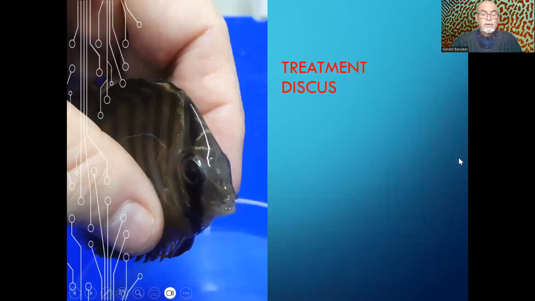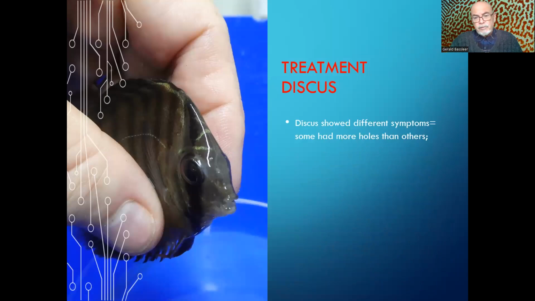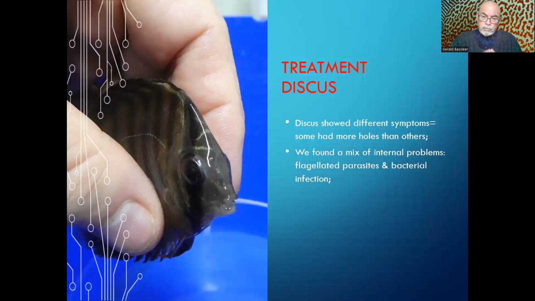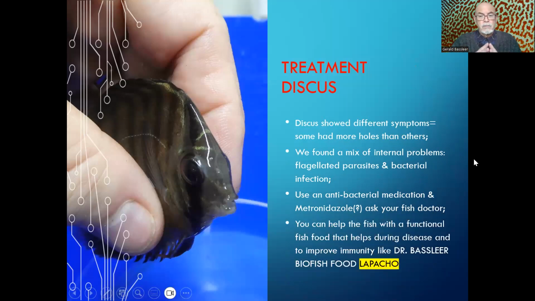So our treatment, well, we have to define that the discus show different symptoms, and some had more holes than others. And we found a mix of internal problems, like flagellated parasites and a bacterial infection. And some had it very light and some had it advanced. But it means that the ones who have it light might develop later on more advanced stages. So you have to act to save the whole group of discus you might have. We recommend an antibacterial medication and use of metronidazole at a correct dosage. Ask your fish doctor for help and assistance to get the correct medications.